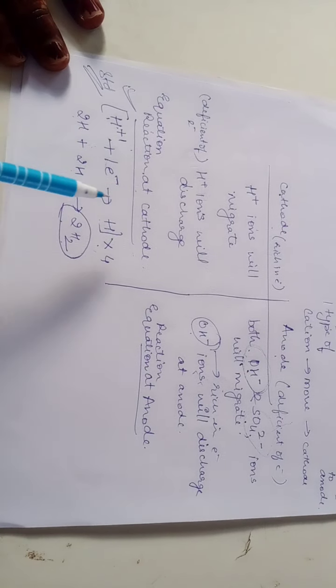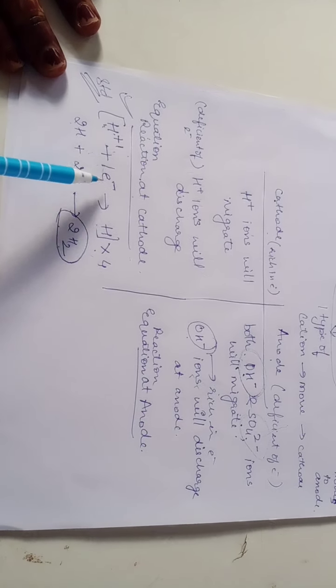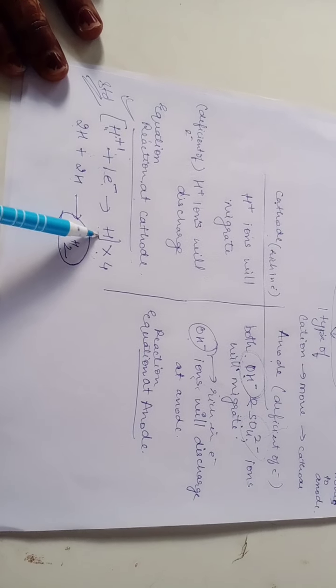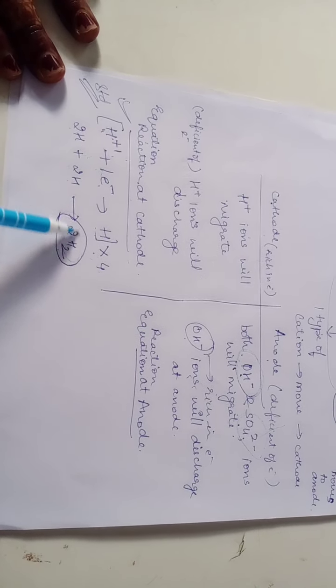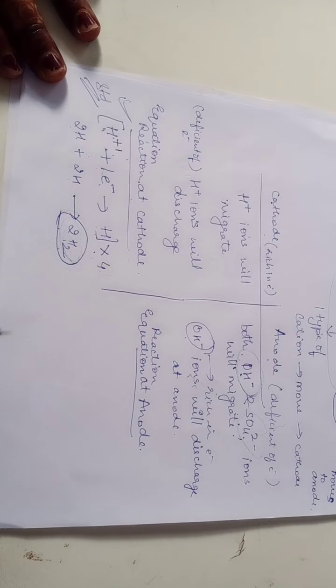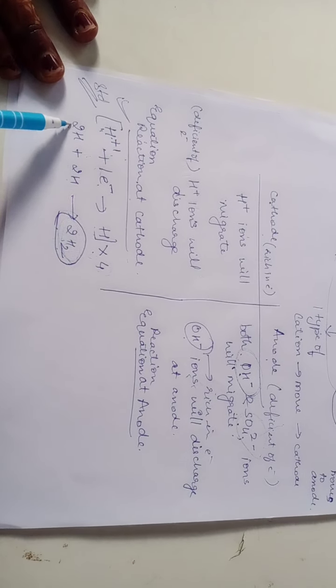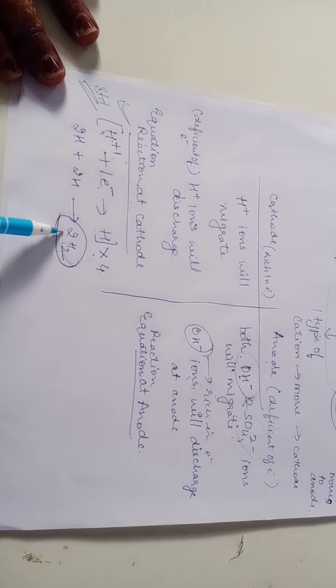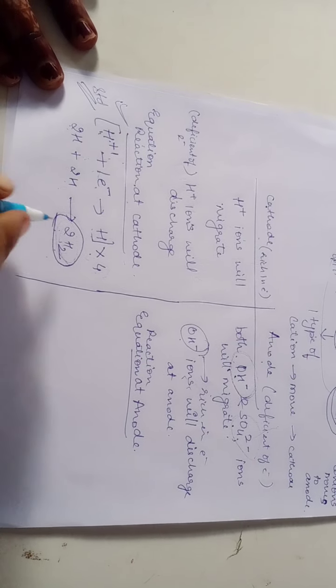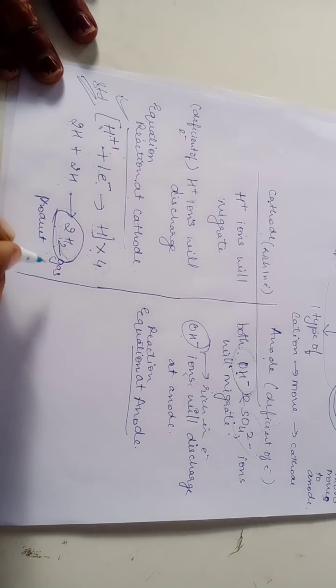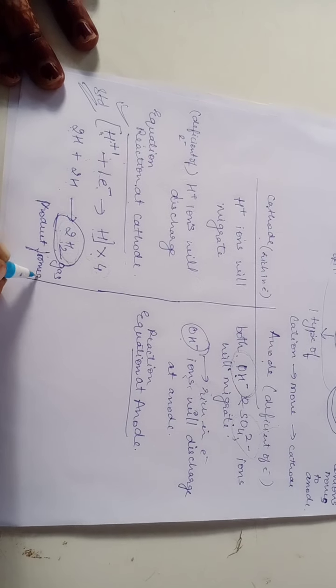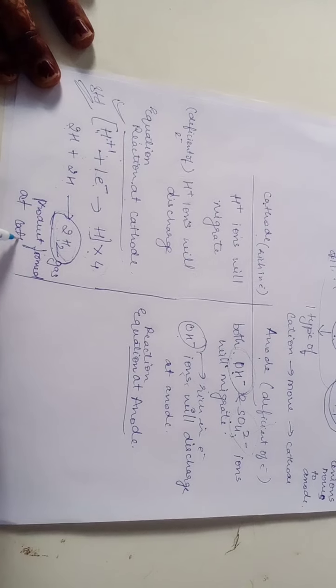So at cathode, what will happen? H plus ion will combine with 1 electron and form H atom. We will multiply it by 4 to just bring this product. Okay, this is the stoichiometric coefficient. So 2 hydrogen and 2 hydrogen atom will combine to form 2H2. Now this is the product formed at cathode. Product hydrogen gas, product formed at cathode. This is the product.